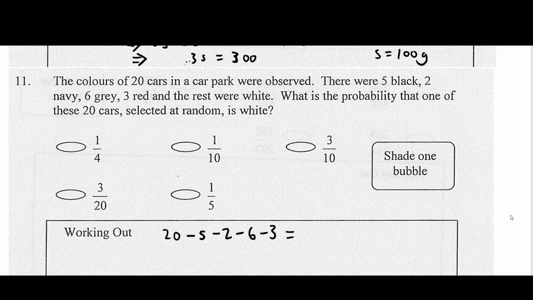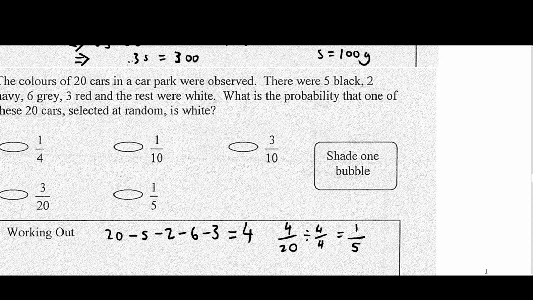So 20 take 5 is 15. 15 take 2 leaves us with 13. 13 take 6. Well, I think it's easy to do 13 take 3 leaves us with 10. 10 take 6 is 4. All right, so it's going to be 4 out of 20. Now we can simplify this fraction. If I divide by 4 over 4, 4 divided by 4 is 1. 20 divided by 4 leaves us with 5. Okay, so it's a fifth.